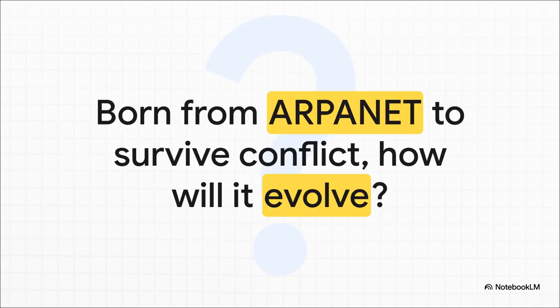And that leaves us with a final thought to chew on. This entire system, this idea of packet switching, was born out of the ARPANET project. It was literally designed with the goal of creating a communication network that could survive a nuclear war. It was built for absolute resilience. But now, as we're charging into an age of AI, the metaverse, and data demands they couldn't have even dreamed of back then, how does this Cold War-era architecture evolve to handle that future? It really makes you wonder, doesn't it?